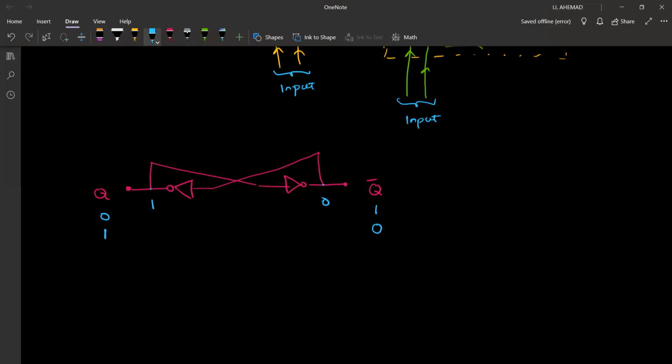So it is clear that this setup can store data, or it's a memory. Because it's storing data, we call it a memory. If Q is 0, then Q bar is 1, and if this is 1, this is 0. So it can store 1 and 0. And now you should have got the idea why I used Q and Q bar. Look, they are the complements of each other.